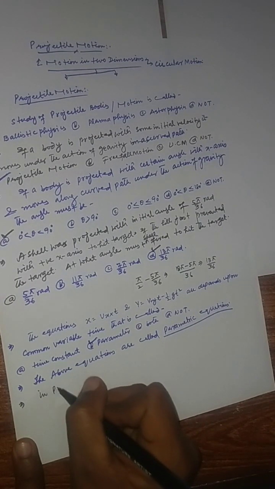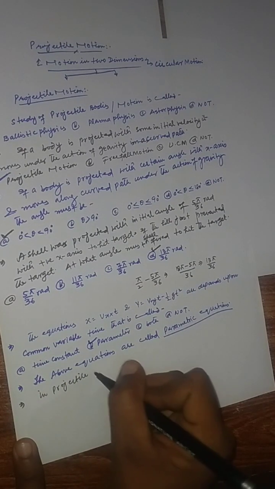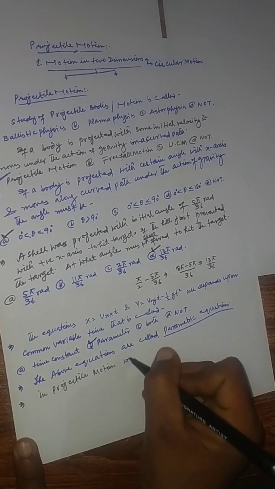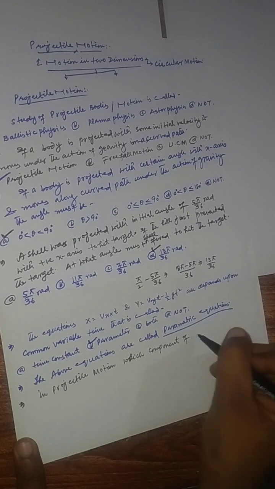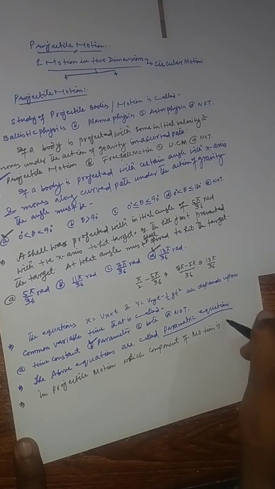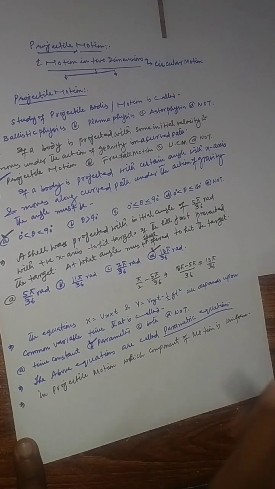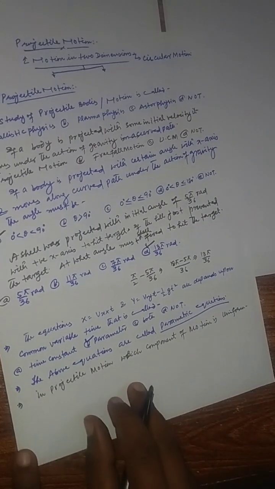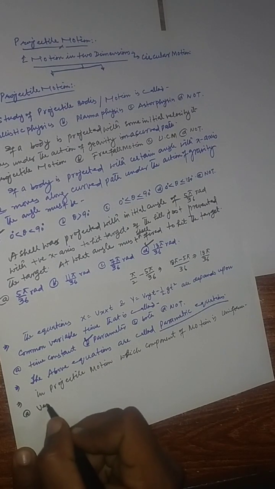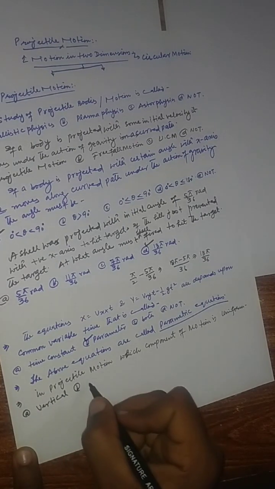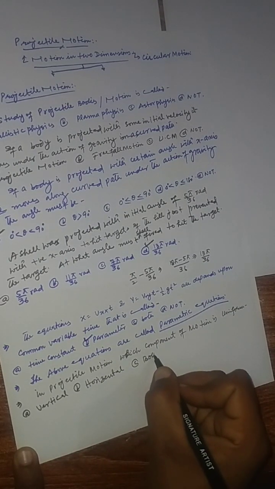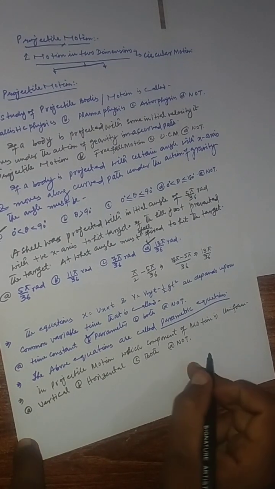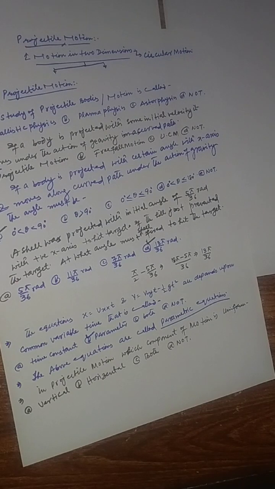In projectile motion, which component of motion is uniform? कौन से कंपोनेंट को हम यूनिफॉर्म कहेंगे? Let's say vertical, or horizontal, or both, or D, none of these. Which one component is known as the uniform component of motion in projectile motion?